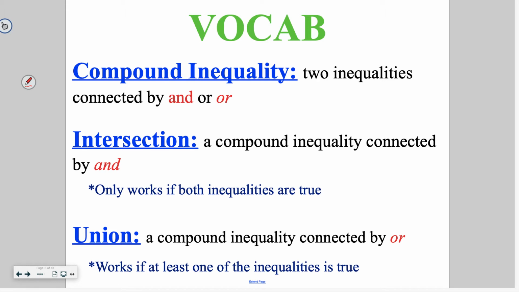When we're talking about the union, that means one or the other has to be true. They can also both be true, but it only has to be one of them.